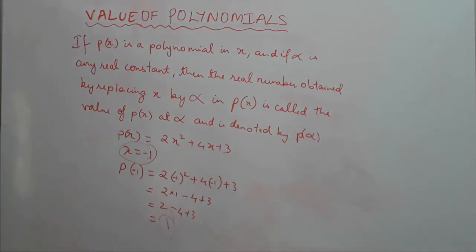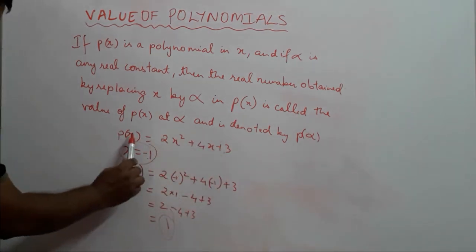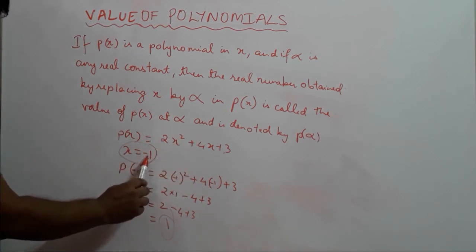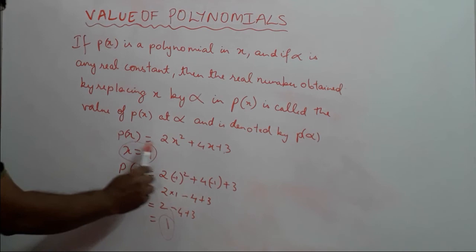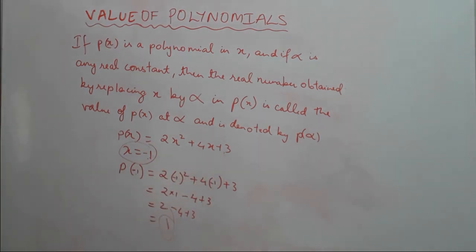Okay, understood? So this polynomial is given as p of x. Now at x equal to -1, the value of this polynomial becomes 1. That is what it means. So this is called the value of the polynomial.